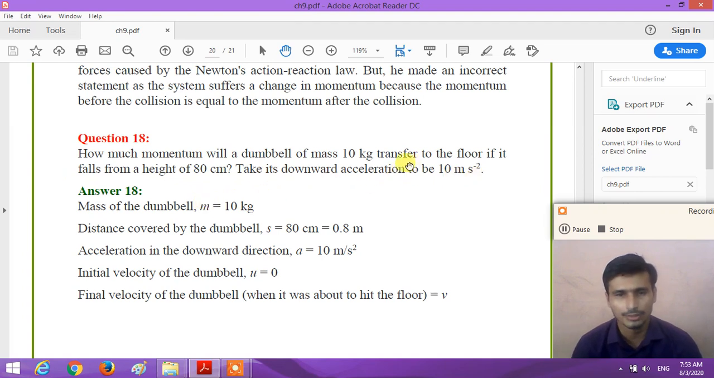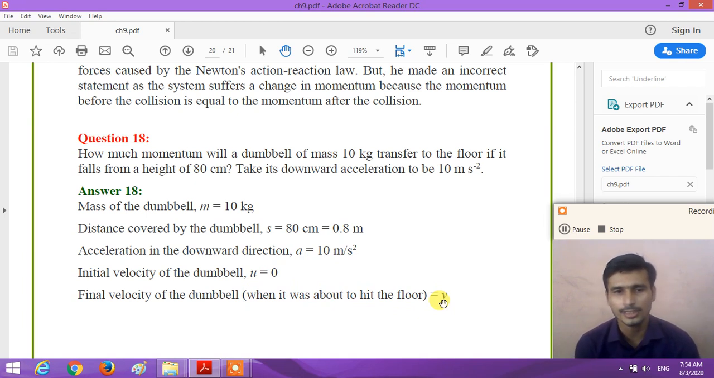So here, dear student, the mass of the dumbbell is 10 kg. M is equal to 10 kg. Fall from a height, so the distance S is given as 80 centimeter, which is equal to 0.8 meter. Acceleration a is equal to 10 meter per second square. Initial velocity u is 0 and final velocity is v. So how can we calculate the momentum? Initial momentum is 0. How can we calculate the final momentum?